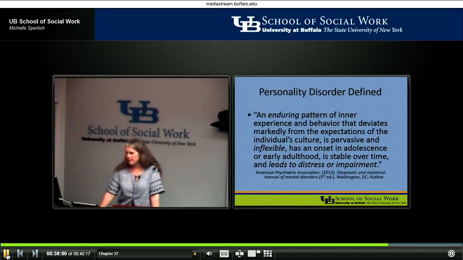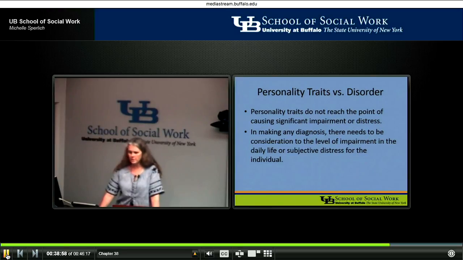The DSM-5 defines a personality disorder as this: an enduring pattern of inner experience and behavior that deviates markedly from the expectations of an individual's culture, is pervasive and inflexible, has an onset in adolescence or early adulthood, is stable over time, and leads to distress or impairment.